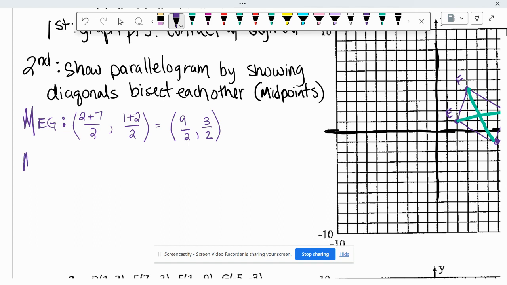Now we need to find the midpoint of FH. Okay. So I'm going to add the x's of F and H. That's 3 plus 6. And divide it by 2. And then I'm going to add the y coordinates of F and H. That's 4 and -1. And divide that by 2. Well, 3 plus 6 is 9. That gives me 9/2. And 4 minus 1 is 3. That gives me 3/2. Are the midpoints the same? Yes.